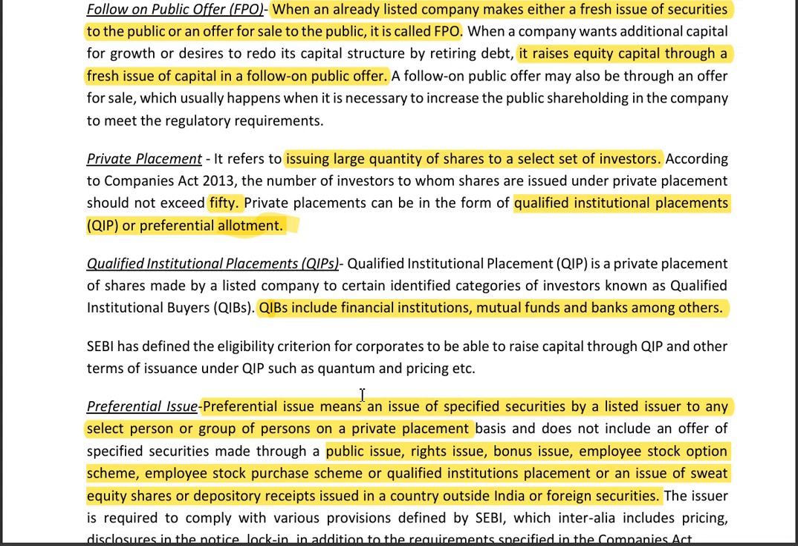Let's see what are qualified institutional placements. A QIP is a private placement of shares made by a listed company to certain identified categories of investors, known as QIBs. This includes banks, mutual funds, financial institutions, etc. Next, let's see what is a preferential issue. A preferential issue means the issue of specified securities by a listed issuer to any select person or group on a private placement basis. It is similar to a private placement, issued only to some specific people.